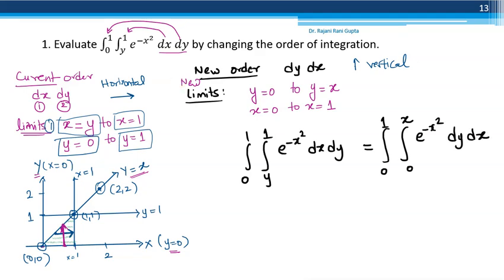Now, if you look at these two integrals, this integral is a bit complicated to integrate because you have to integrate e power minus x squared with respect to x. Whereas in this case, when you are integrating the innermost integral, you are integrating by considering x as a constant. So you can easily integrate this with respect to y. Let's see how we complete this question.